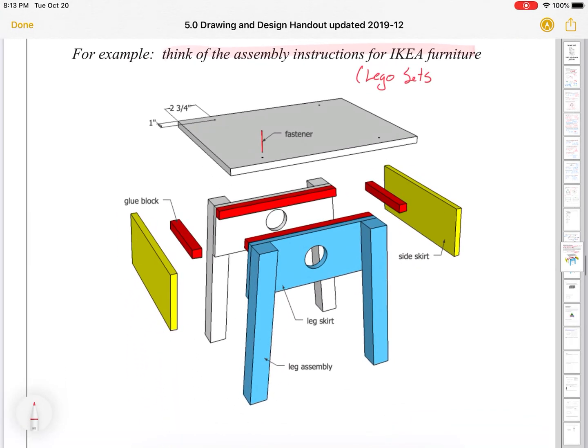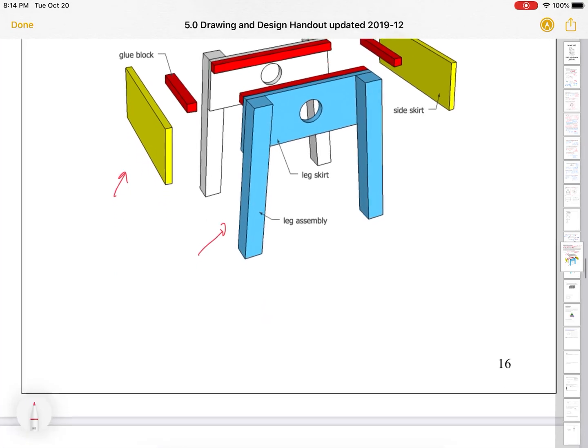This is one for a table. So we have all the pieces. It shows you where the fastener holes are. It shows you where the leg assemblies are, and the sides and the glue blocks. So basically these are all the parts. It gives you some of your measurements. It would give you all these parts, and then you would compose them and put them together. So you would interpret that exploded view and decide how they go together.